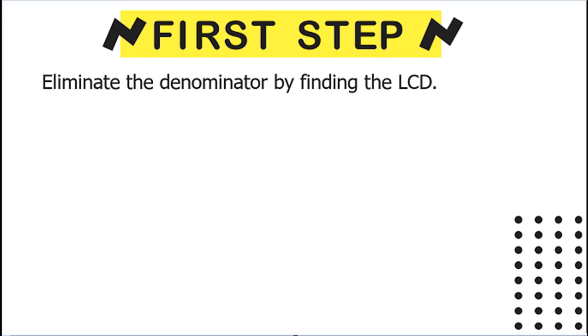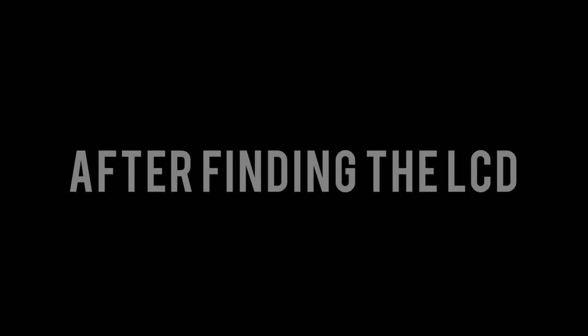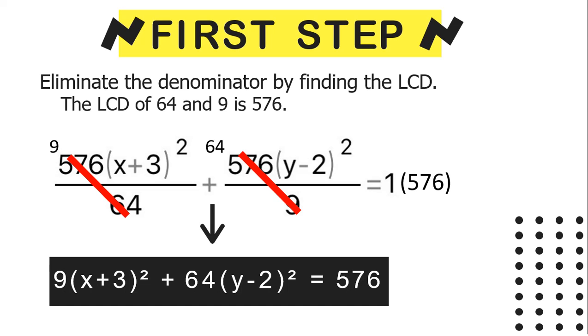Coming back, let's just multiply 64 and 9. Then the product would be 576. After finding the LCD, we'll be multiplying 576 to the whole equation to get rid of the denominator. To eliminate the denominator, let's divide 576 by 64, and this will give us 9. Next, 576 divided by 9, the quotient is 64.